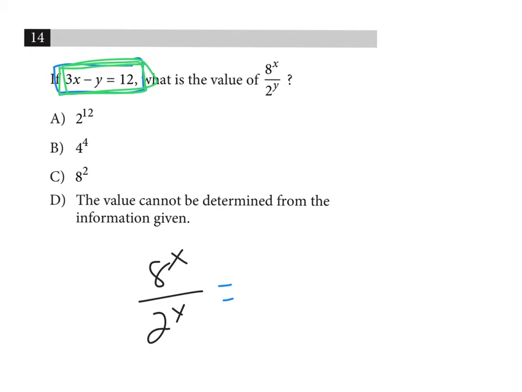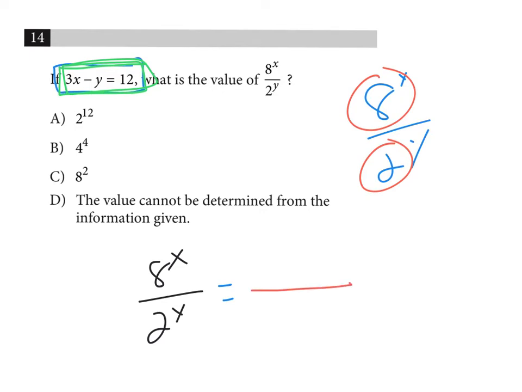You can't simplify 8 to the x over 2y because up top the base is 8 and on the bottom the base is 2. So what I'm going to do is try to simplify these two bases. And the key here is this: 8 is the same as 2 to the third power. So I have 2 to the y on the bottom. That's going to stay as is.